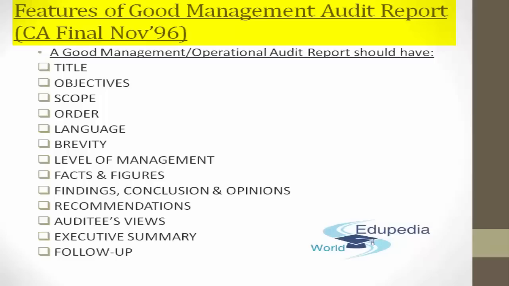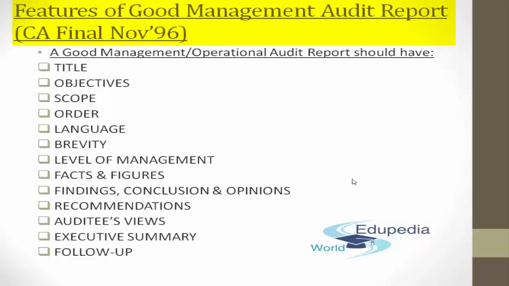Next comes the facts and figures. The report should be backed by facts and figures about the operations reviewed by the auditor. This will enable the reader to assess the reasonableness of the auditor's opinion, and it is going to give a great idea of the implications of the audit observations.